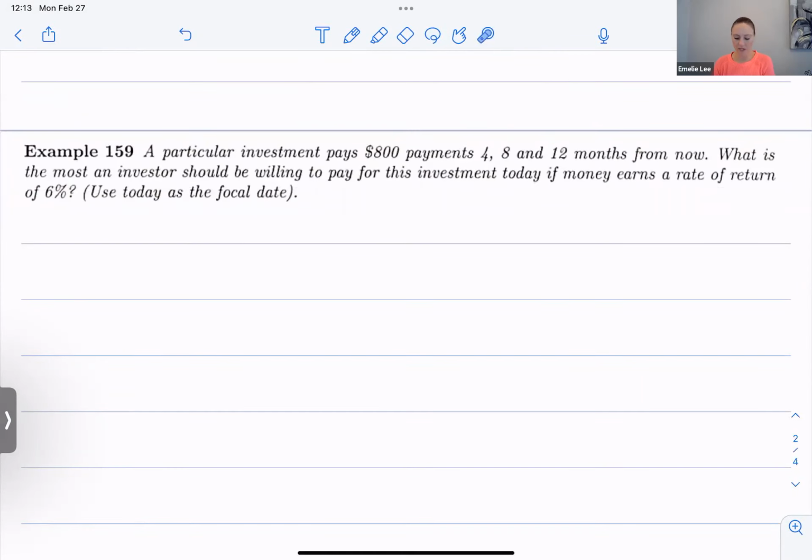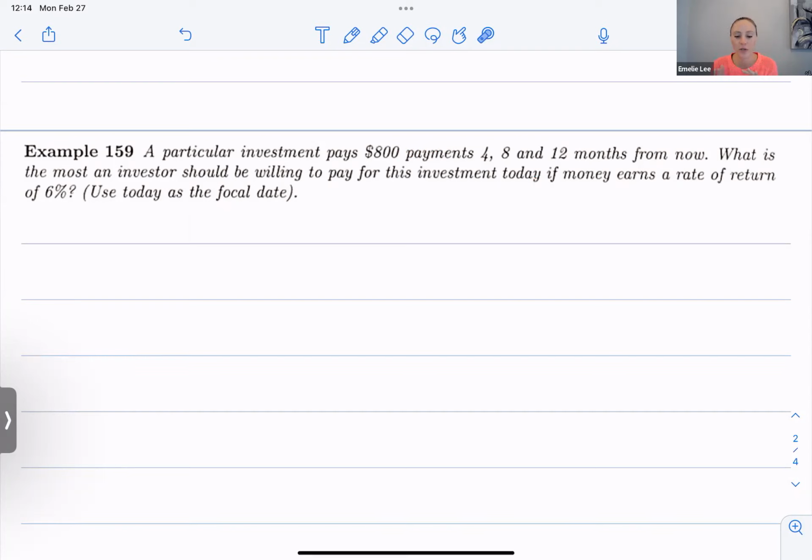A particular investment pays $800 payments for 8 and 12 months from now. What's the most an investor should be willing to pay for this investment today if money earns a rate of return of 6%? Okay, and it does say use today as the focal date, which means that in our timeline, right, we're going to draw all our money arrows or our time arrows to today.